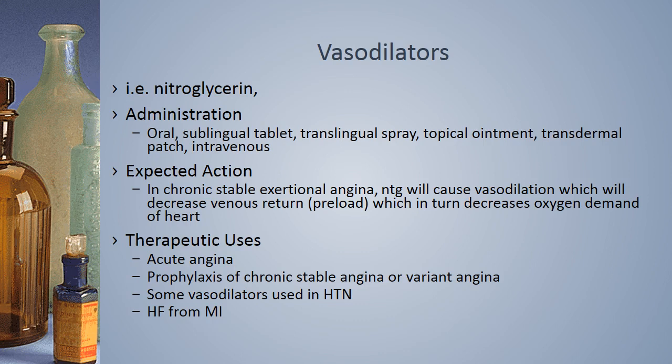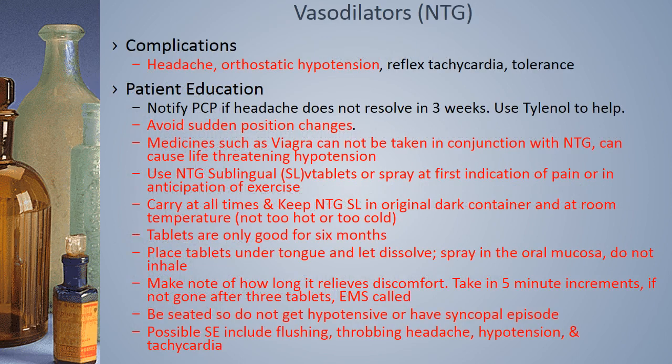The therapeutic uses: we have acute angina, stable angina, variant angina, and then also some vasodilators are used in hypertension, and then heart failure from a heart attack. So all of the patient education is red except for that first sentence. I probably should make that red too. Just know all of it, right?